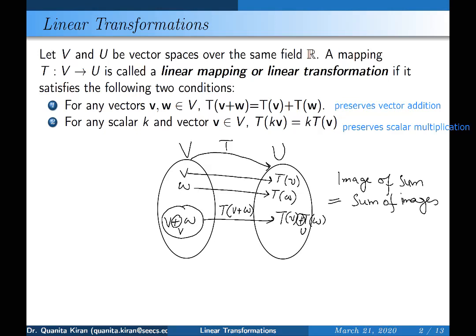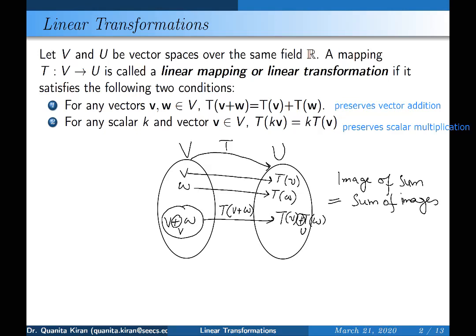So it doesn't make any difference whether we first add the vectors in the space V and then transform the sum, or we first transform the two vectors individually, V and W, and then add them in the space U. So this is the first property of linear transformation.